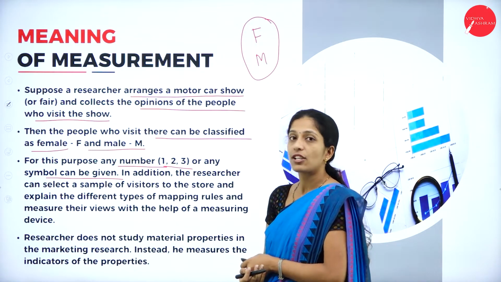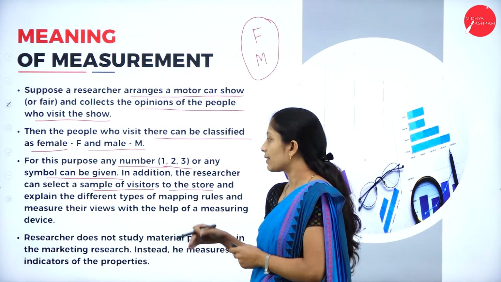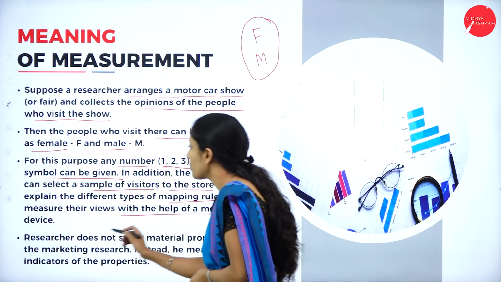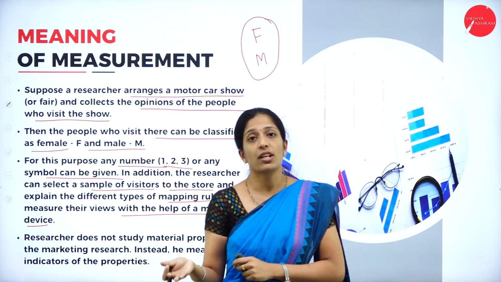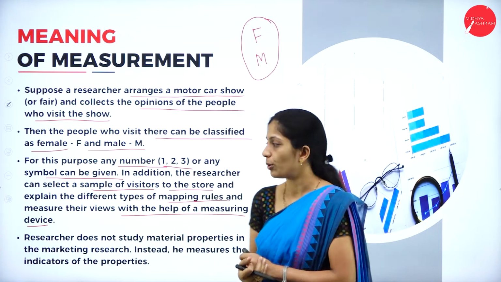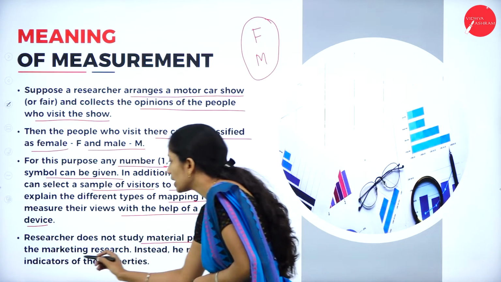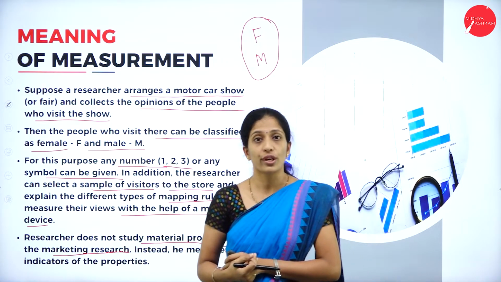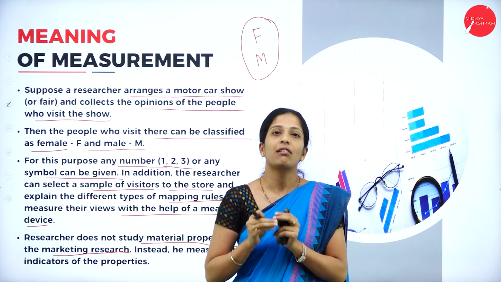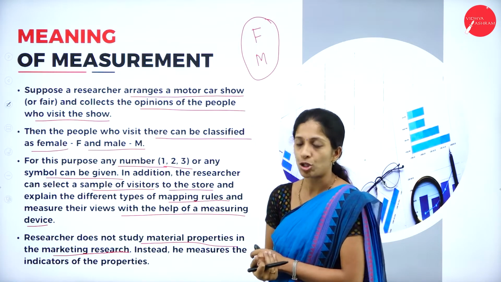In addition, the researcher can select a sample of visitors to the store, explain the different types of mapping rules, and measure their views with the help of a measuring device. Or he can use any measuring device in order to collect the opinion from the respondents who have visited the show. Researcher does not study material properties in marketing research. Each and everything the researcher collects from the respondents cannot be studied properly. In order to make the collected information simple, he is going to use this measurement tool.